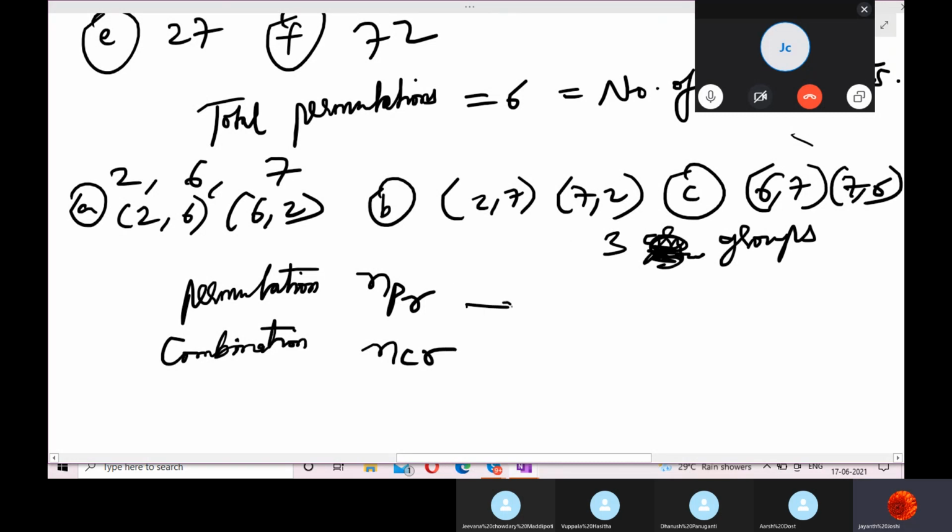So now if I say nPr, how many numbers did I give you? Please tell me. 3 numbers, correct? 2, 6 and 7, and you made 6 arrangements out of it. That is 6 permutations. How can you find that out? How can you do those permutations?